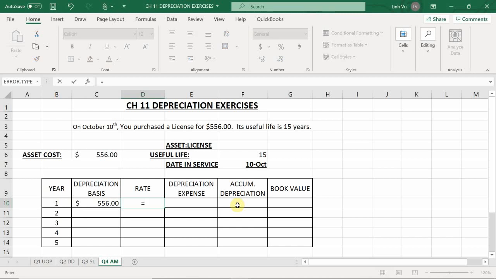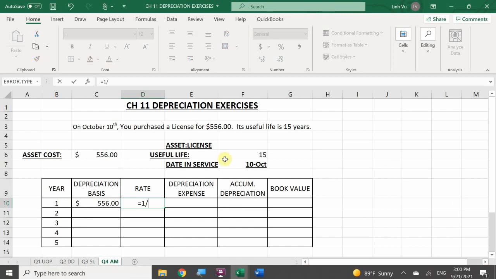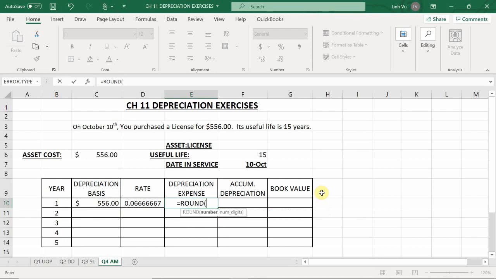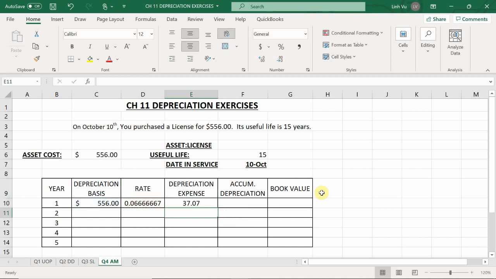Your rate is going to be 1 over its estimated useful life of 15, which gives us 0.0666666667. So therefore, I'm going to use my ROUND function one more time because in this case, depreciation expense is going to be basis times rate, comma 2, which gives you a total of $37.07, which we know, since it's our first year of depreciating.